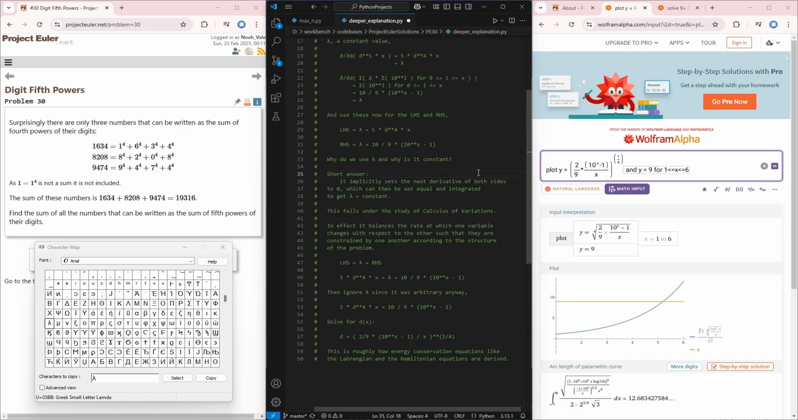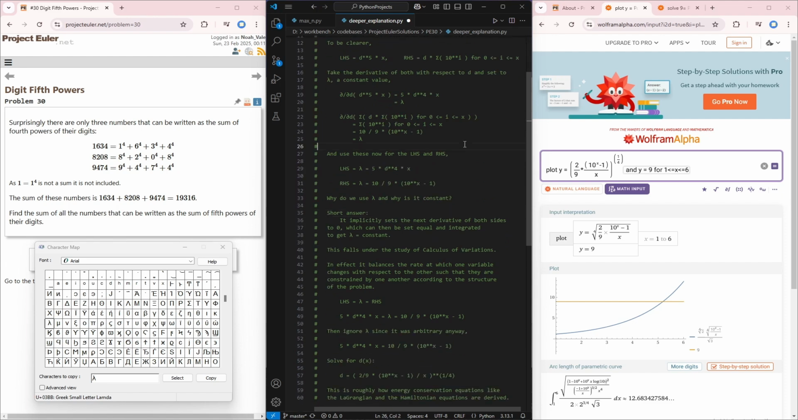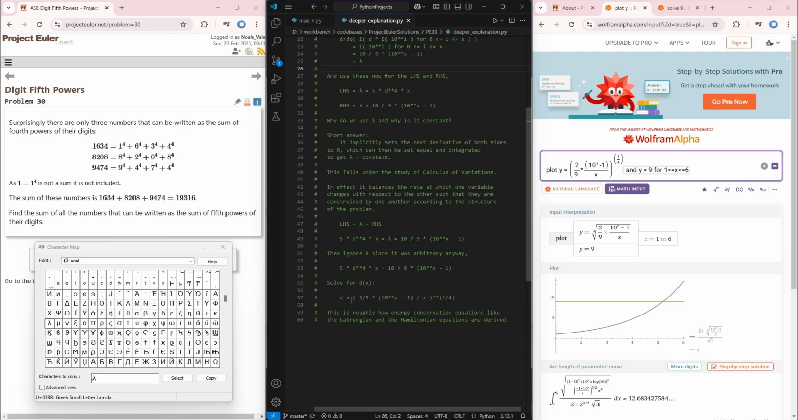So the conditions that we picked earlier based on the problem are what determined how we set each side of the equation, and then take the derivative, set those to constants, and rework and solve for D. So you can see here on the right we've got a plot of D versus X. X is the number of digits on the bottom, and D is the average digit value.